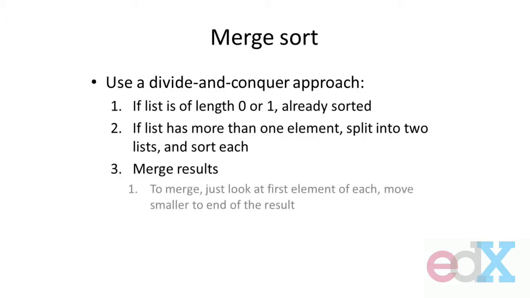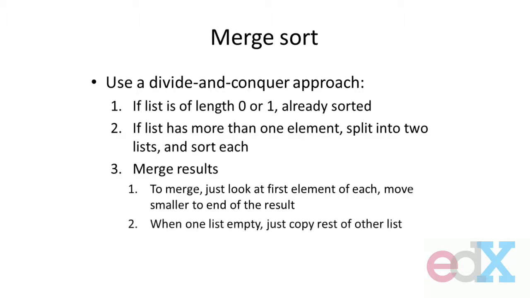To merge, I'm just going to look at the first element of each list and take the smaller one and move it to the end of the result. And keep doing that until one of the lists is empty, in which case I just copy the rest of the list onto the end of the result. So another way of saying it is, given two sorted lists, I'm always picking off the smallest element and adding it into the new list that I'm creating. And I can do that, we hope, quite efficiently. Okay, with that in mind, let's just look at an idea of this, and then we'll look at writing the code for it.